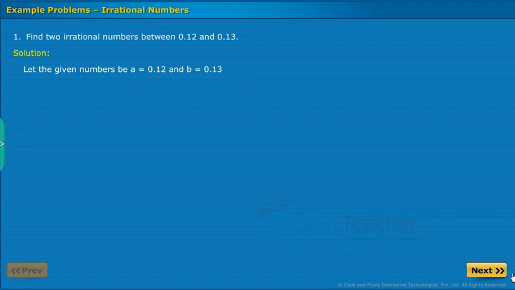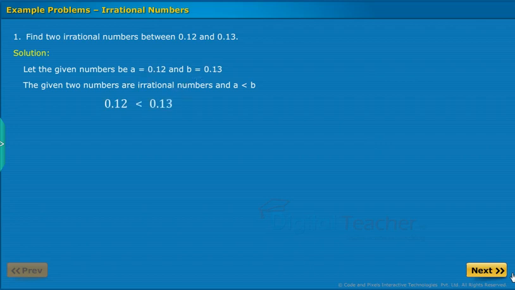We observe that the given two numbers are rational numbers and a is less than b, since by comparing both the numbers after the decimal point, the first digit is the same in both the cases, and the second digit 2 is lesser than 3. Now, let us write some numbers greater than a and lesser than b. They are 0.121, 0.122, 0.123.